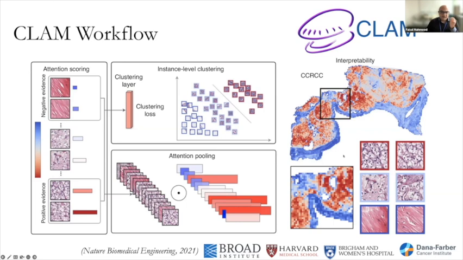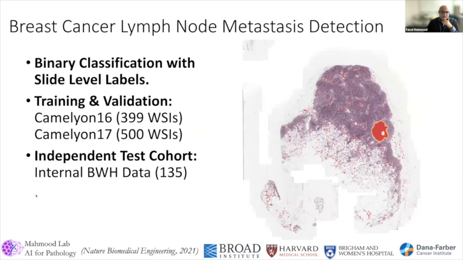So the initial study targeted 3 cancer-related tasks. One of them was breast cancer lymph node metastases. When breast cancer metastasizes, lymph nodes are the most common location where it essentially travels to.